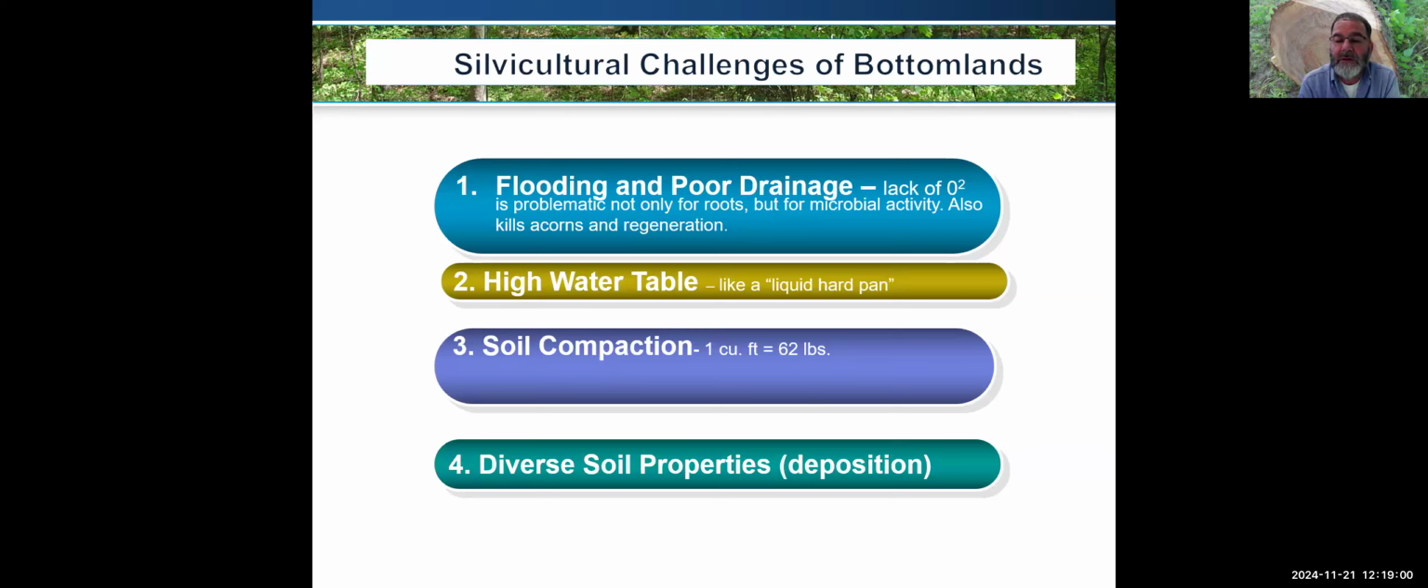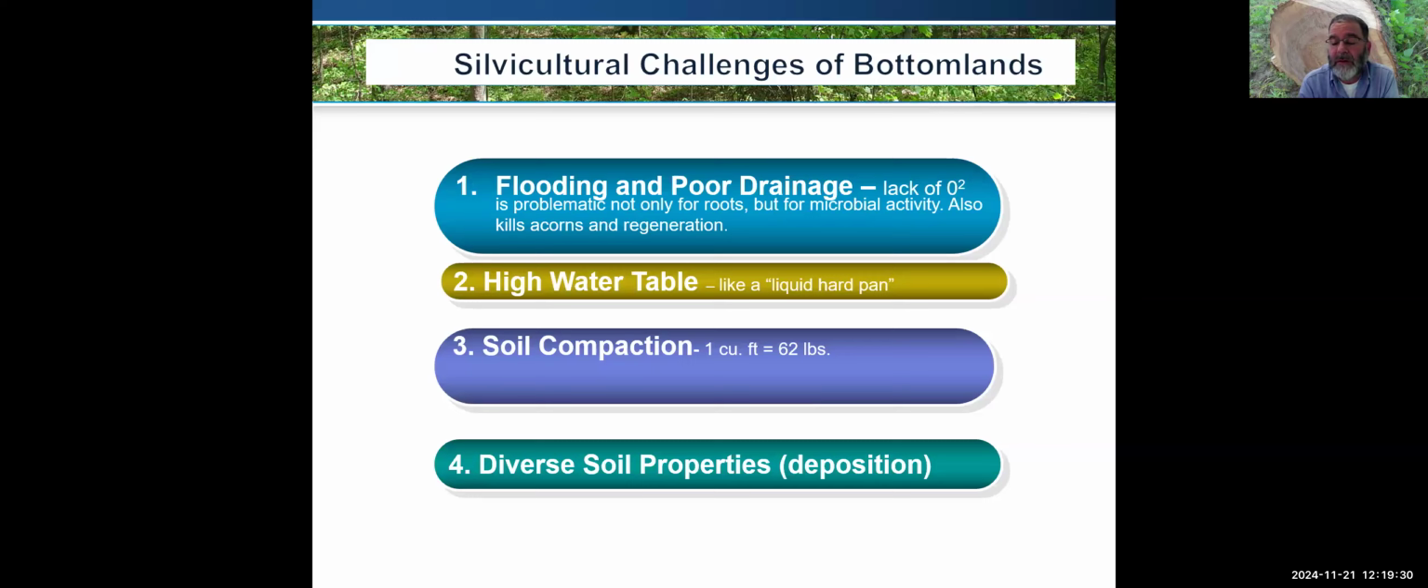And it comes down to growing season flooding can sometimes take them out. So we have to deal with that. Secondly, then, of course, there's the high water table. It's like a liquid hardpan. Think of a hardpan as more or less an impenetrable layer on upland sites. Of course, we have clay hardpans. Sometimes there might be a rock underlying that's a hardpan. And in the bottomland, we have this liquid hardpan that prevents roots from penetrating deeper.